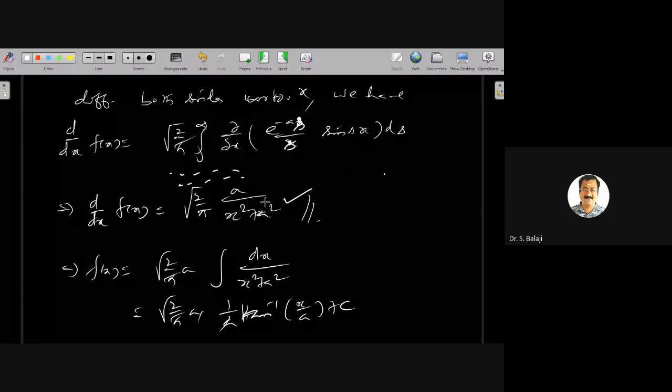Same answer: root of 2 pi, A by x square plus A square. That is for d by dx of f of x. But we require f of x only. Therefore, f of x means integrate. Integrate root of 2 pi by A outside, dx by x square plus A square. For that, you can write this as 1 by A tan inverse of x by A.